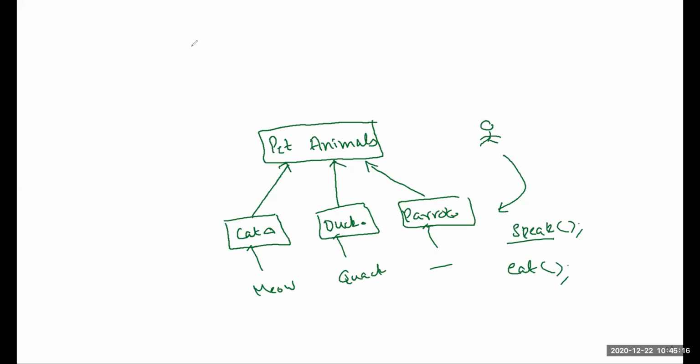Now let's see this with an example that is more related to programming. Suppose you have a parent class which is shape, and then you have two child classes. The first child class is circle, right?